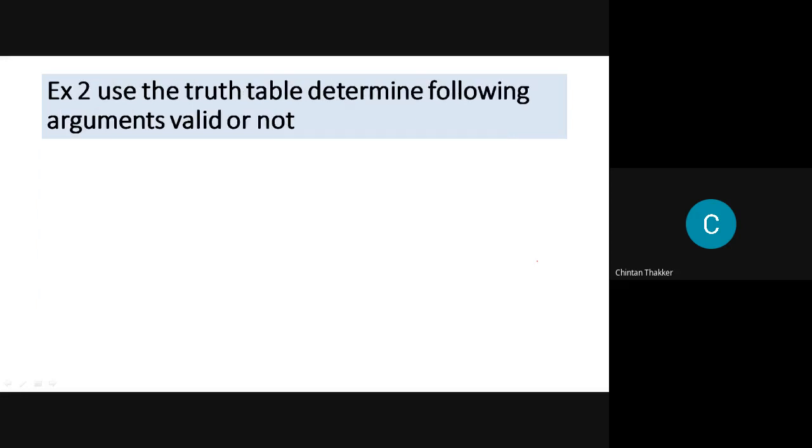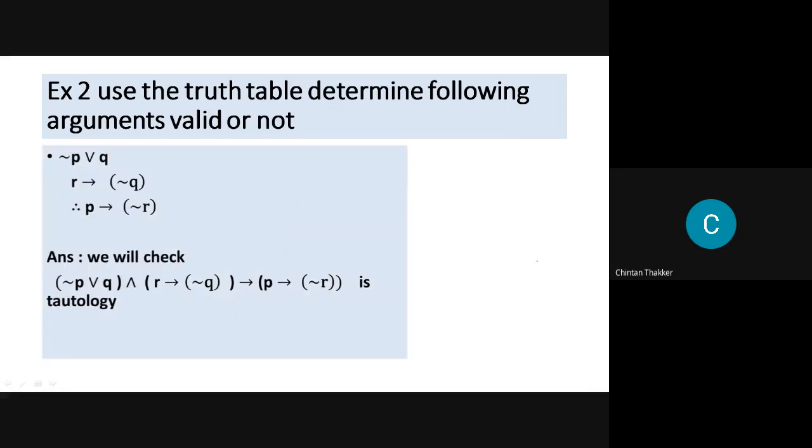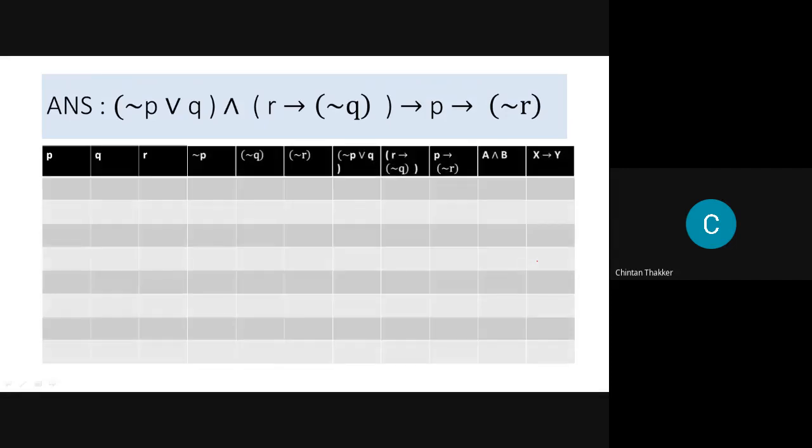Then we have one more example. This is also something we have done. The same way, we just make the truth table to check whether it is valid or not. So we make the truth table this way.